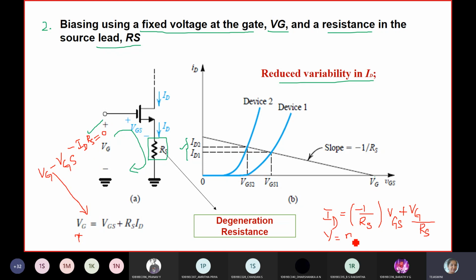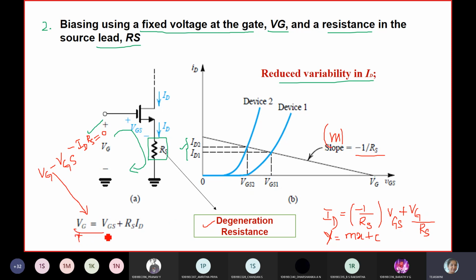So y is equal to, if I equate to the straight line, mx plus c, m is a slope. What is the slope? You got it from this expression, 1 by RS. M is equal to minus 1 by RS. This is a slope. This RS will act as a degeneration resistance, so this has an effect on the less variation in ID1 and ID2. So this is a straight line equation. When you compare with the general expression, you'll get the slope will be minus 1 by RS.